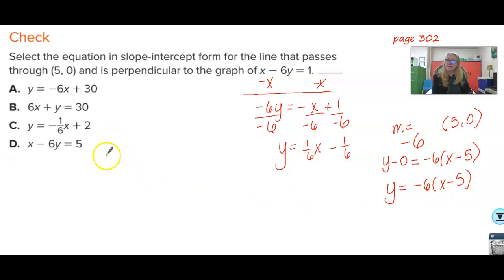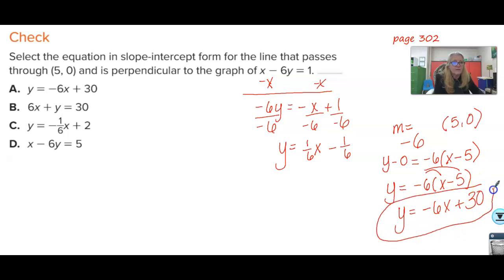Do you have that over here? y equals -6x plus, I thought they wanted this. Oh, they want it in slope-intercept form. Okay, my mistake. Slope-intercept form, we're going to have to distribute this. So slope-intercept form is going to give us -6x plus 30. Okay, that's what happened. All right, and that is A.